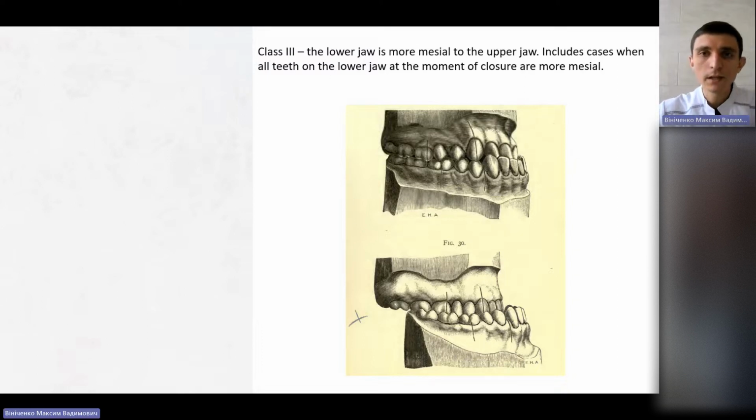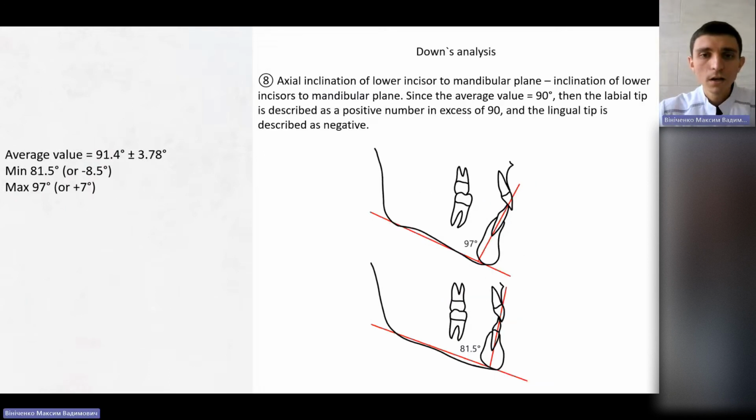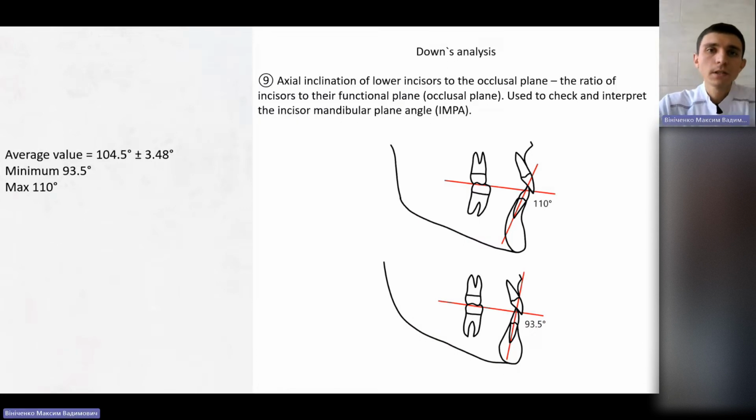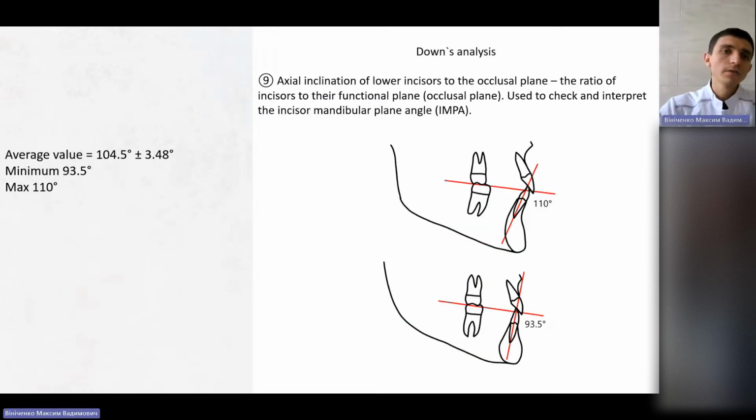Now, axial inclination of lower incisors to the occlusal plane. This is the ratio of incisors to the functional plane or occlusal plane. It is used to interpret the incisor-mandibular plane angle, IMPA, as I told you. The average value of the axial inclination of lower incisors to the occlusal plane is 104.5 plus minus 3.84. The minimum value is 93.5, maximum is 100.